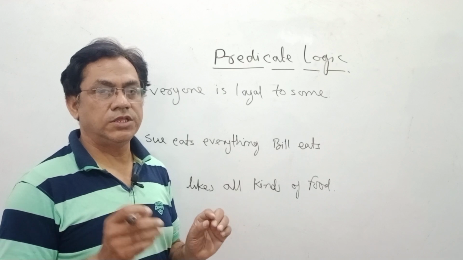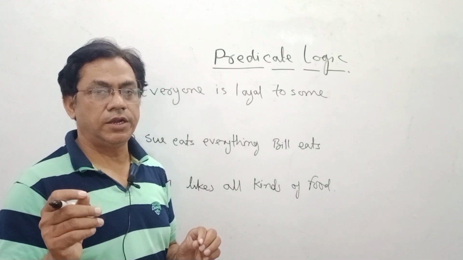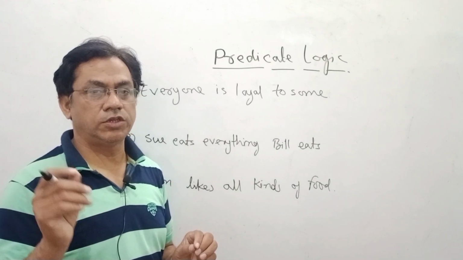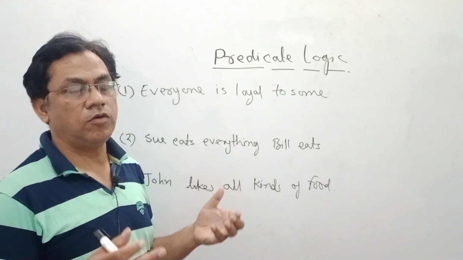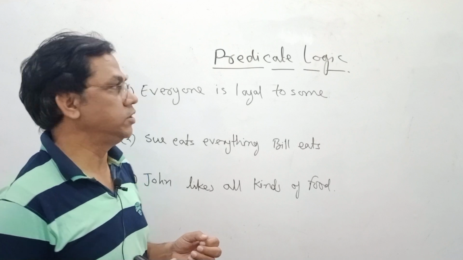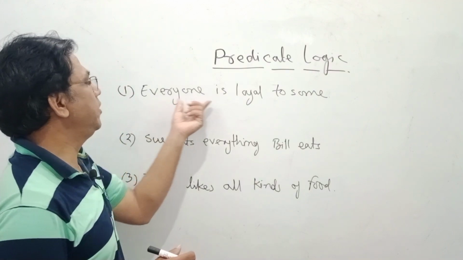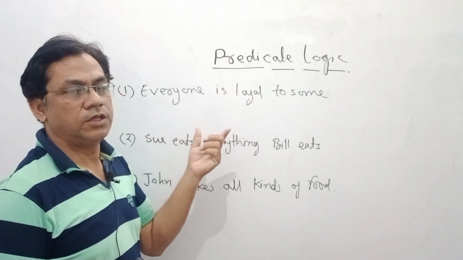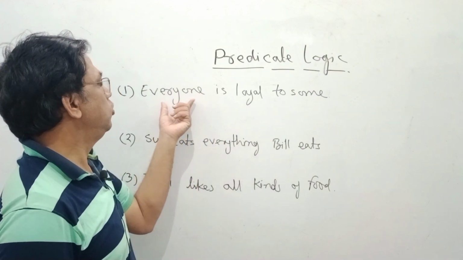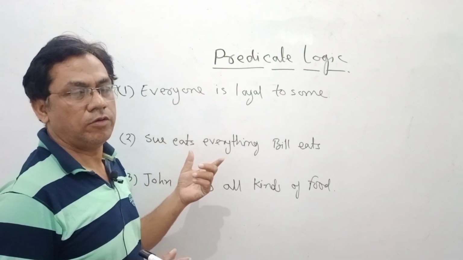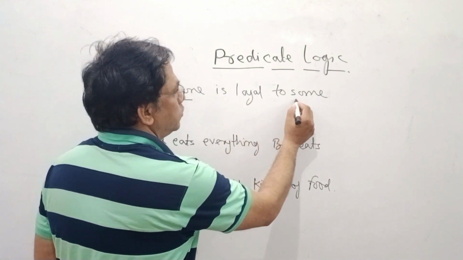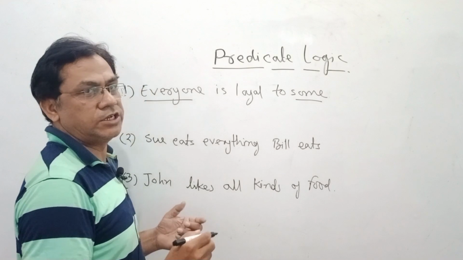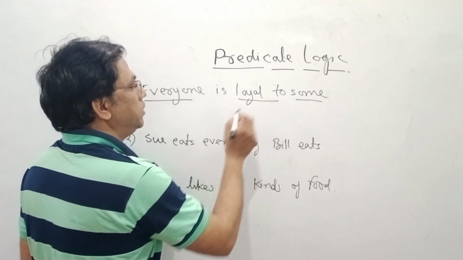Now I have explained some examples of predicate logic, or you can say first order predicate logic, for explaining how quantifiers are used in predicate logic. So the first example is: everyone is loyal to someone. In that you have to see what the different objects are. There are two objects, everyone and someone, and the relation between them is loyal to.